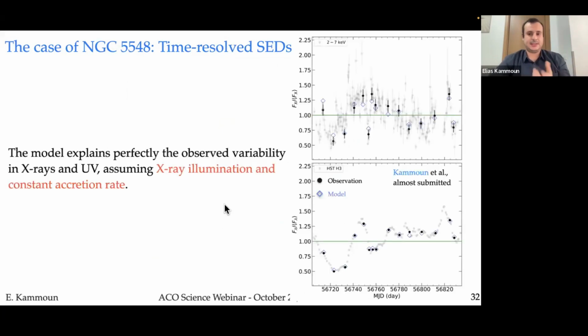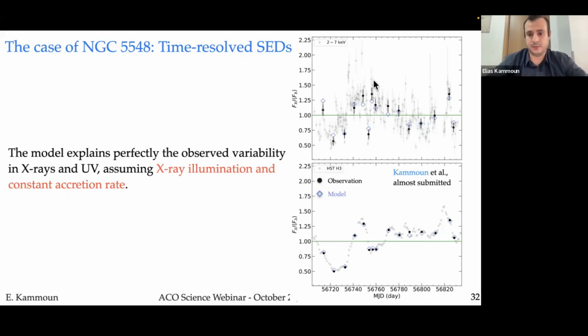What is this telling us? This is a very important thing to explore, because if you remember, this was a source where the X-ray and the UV were moderately correlated. So it's an important question to ask if we can really recover practically the UV and the X-ray variability simultaneously. And that's what we did.